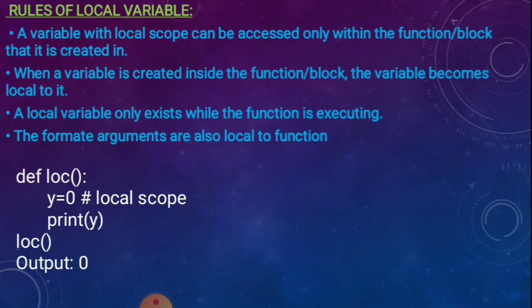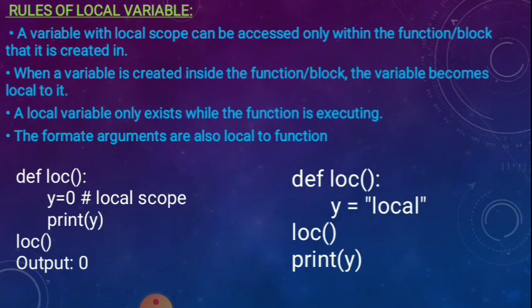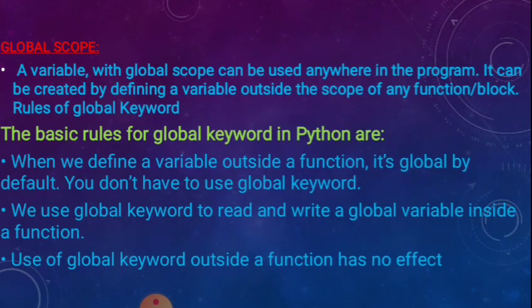Next we see one more example. Here you see def local function where y is local. Then we call the local function, then print y. Here this y will not be accessible, so the compiler throws an error, because the y variable is declared as local inside the particular function.